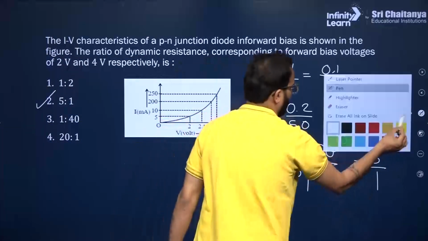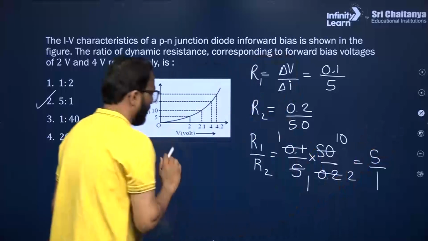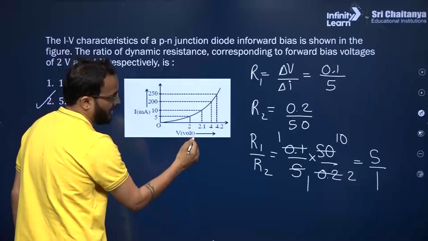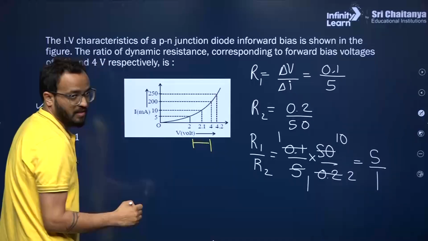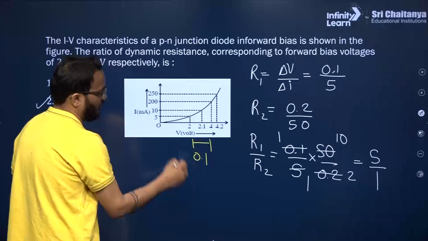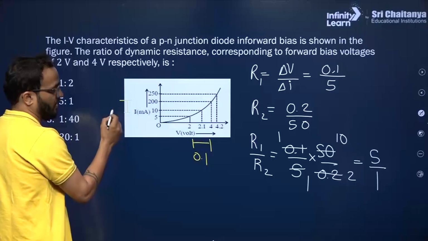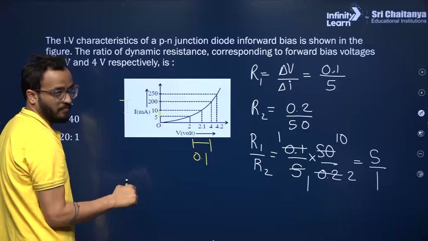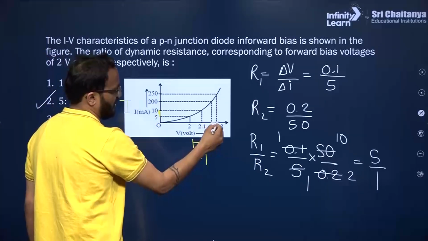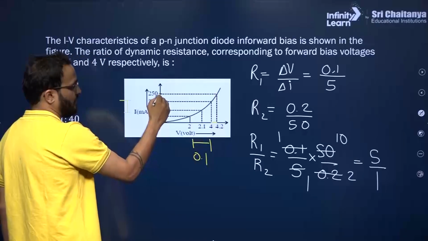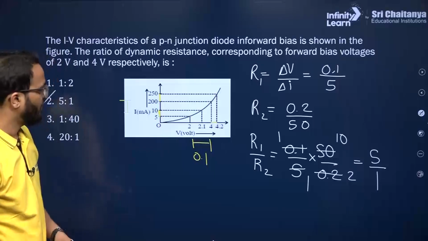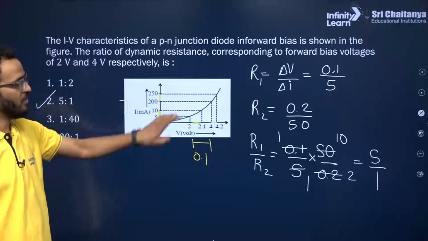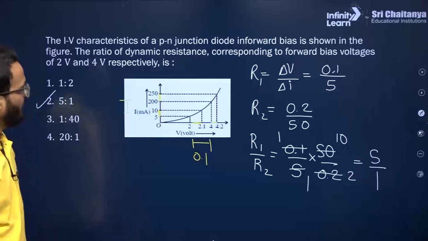Now why so? See, here this is delta V, 0.1. What is delta I? It is 5. In the second case, what is delta V? 0.2. What is delta I? 50. Are you understanding this? This is how we solved it, right?